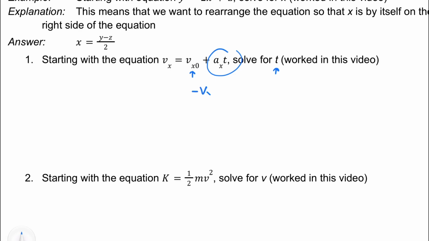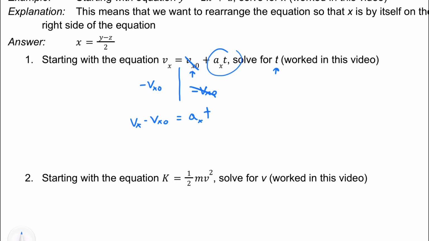So we're going to subtract that from the right side. Whatever we subtract on one side, we have to subtract on the other side. Vx naught. So those will go away, right? And we'll be left with vx minus vx naught equals a sub x, or our acceleration in the x direction, times t, which you probably guessed is time.